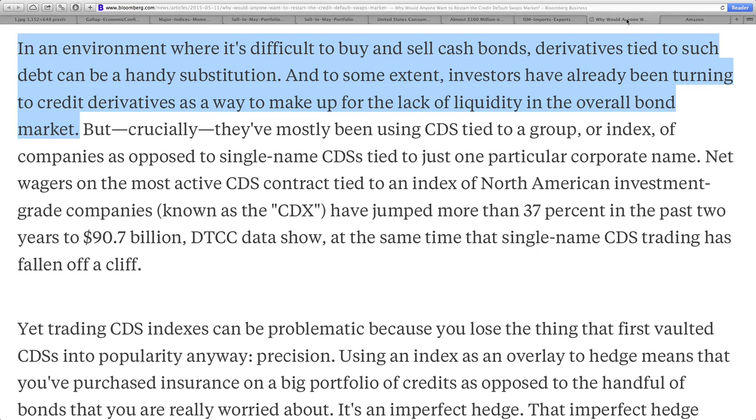In an environment where it's difficult to buy and sell cash bonds, derivatives tied to such debt can be a handy substitution. And to some extent, investors have already turned to credit derivatives as a way of making up for the lack of liquidity in the overall bond market. So when you're not getting the yield that you want, you have to turn to a risky alternative. And as if bonds, which I talked about in my book, weren't risky enough, they had to actually go in and increase this even more.